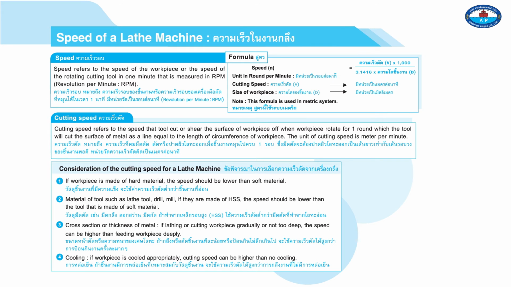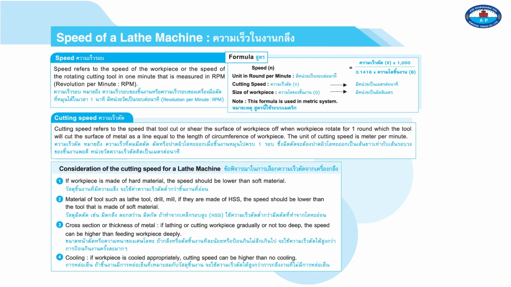Cutting speed. Cutting speed refers to the speed at which the tool cuts or shears the surface of the workpiece off when the workpiece rotates for one round, in which the tool will cut the surface of metal as a line equal to the length or circumference of the workpiece. The unit of cutting speed is meters per minute.